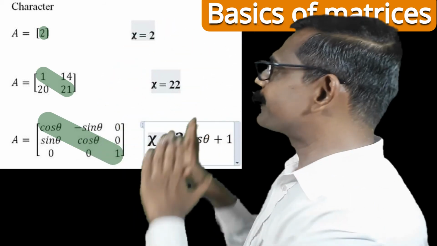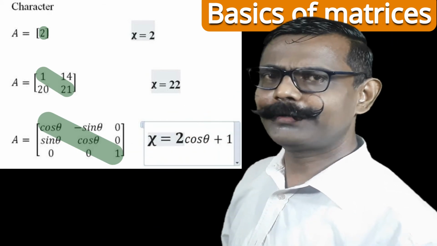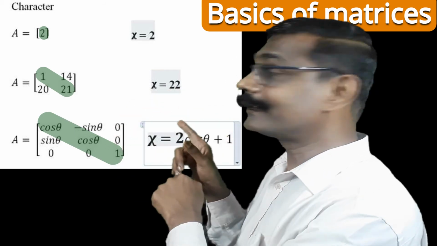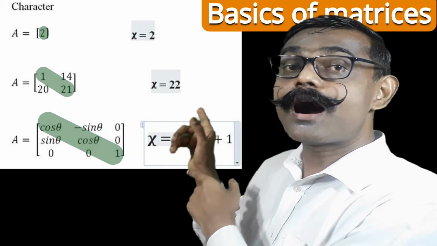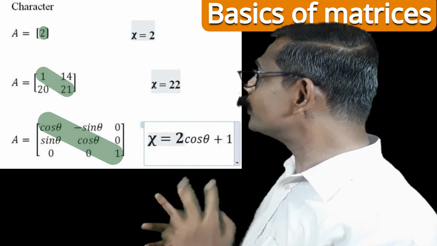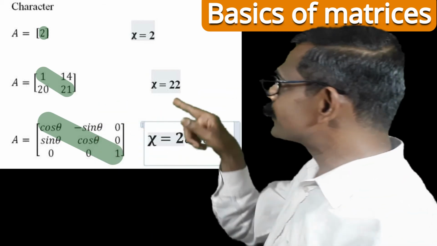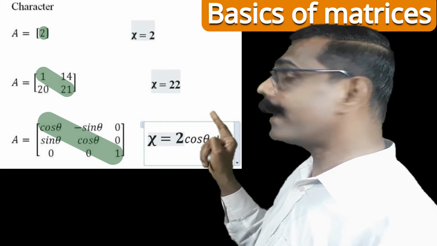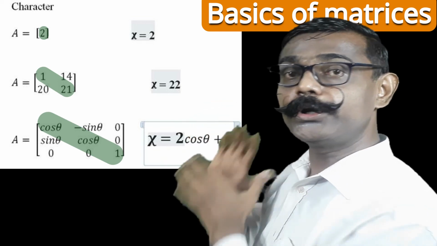For example, I represented here one matrix. It's a 1 by 1 matrix. What is the summation of the diagonal elements? Whatever the element is, it itself is the diagonal element. So what is the character? Character is represented by the symbol chi. And that chi is equal to 2, because only one number is there. Now see the second matrix. Here a 2 by 2 matrix is there. What is the summation of the diagonal elements? 1 plus 21, 22. Therefore chi, the character or trace of the matrix, is equal to 22.